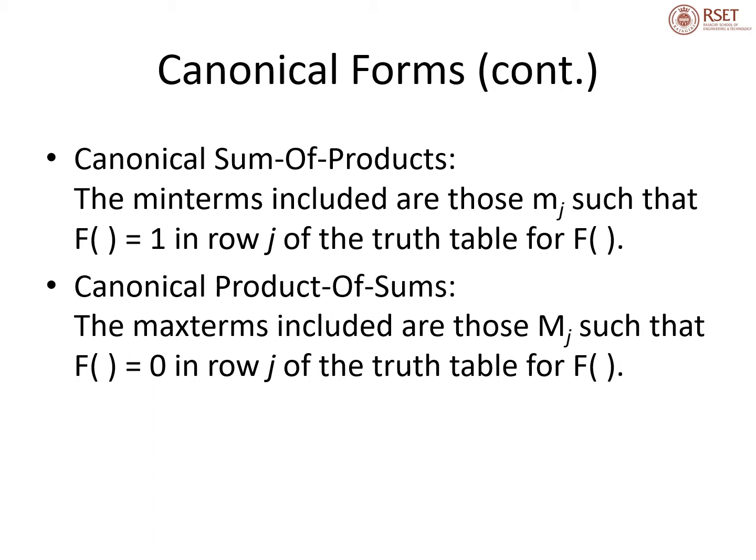Now, for the canonical sum of products, the min terms included are those mj's such that the function is taking a value 1 in row j of the truth table for the function. Similarly, for the canonical product of sums, the max terms included are those with the capital Mj such that the function value is 0 in the row j of the truth table for the function.